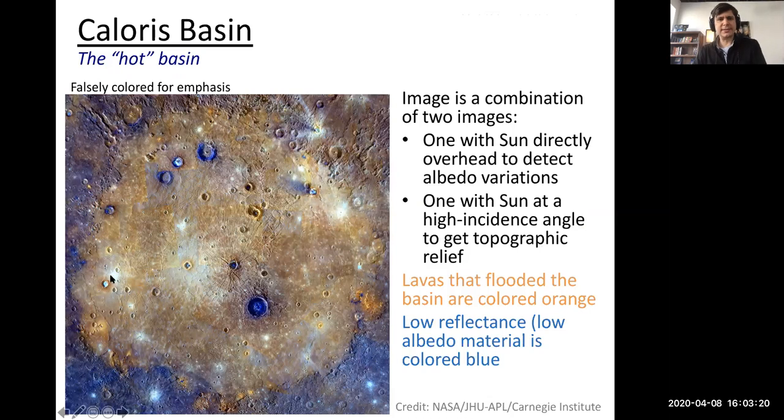So here is a falsely colored for emphasis view, looking straight down onto the Caloris Basin. And this is a combination of two images. It took one image when sunlight was falling directly down onto this, so it wouldn't really have any shadows at all. And then any brightness variations are variations in how reflective the surface is. So that detects albedo variations. So how do you get different albedo? You have slightly different compositions of what the material is. And then there's another one taken where the sun is at a higher incidence angle so you can recover the shadows. So it looks sort of natural.